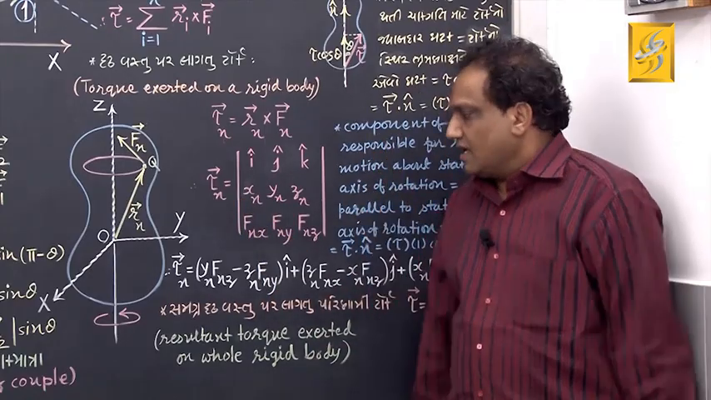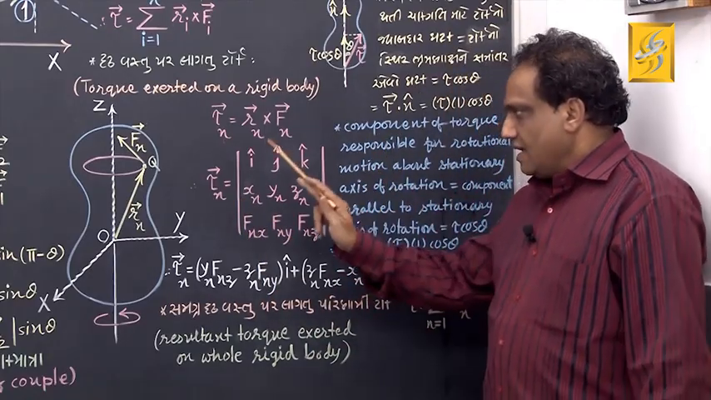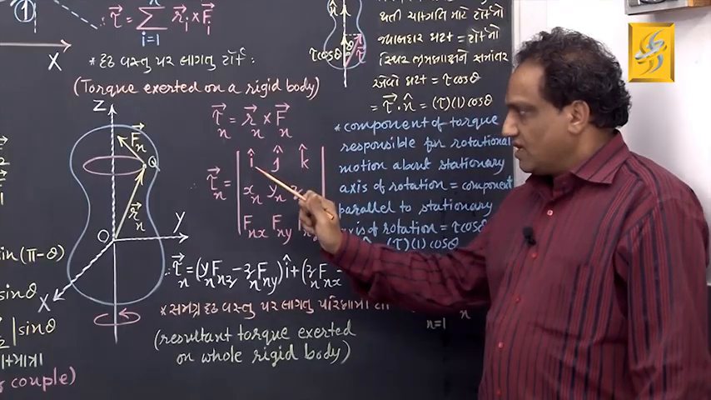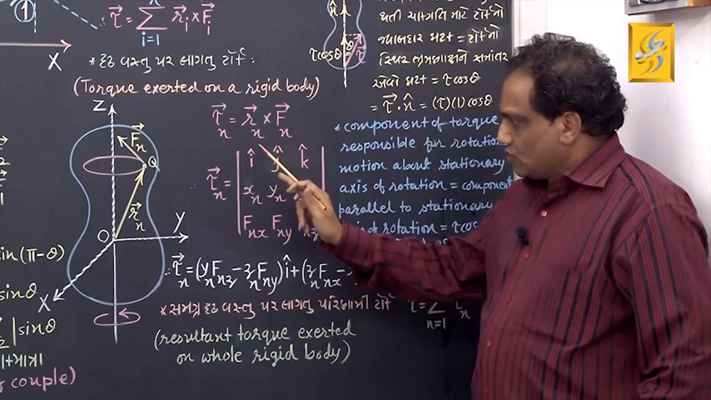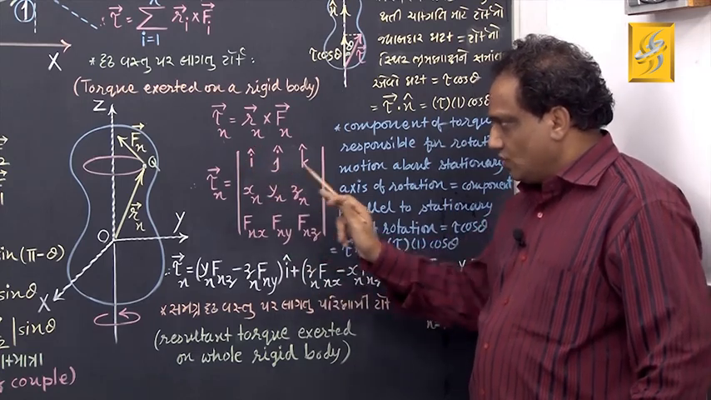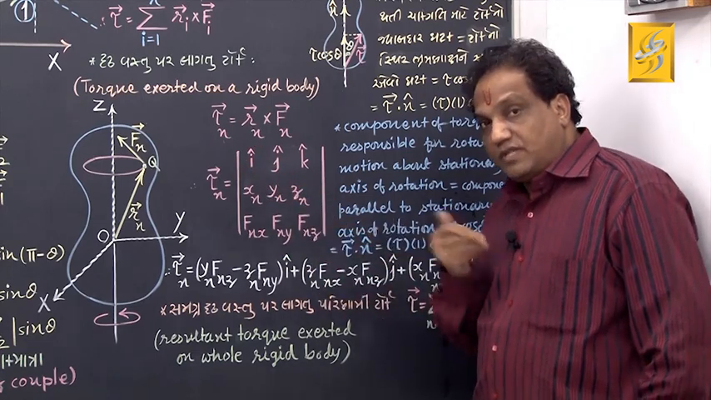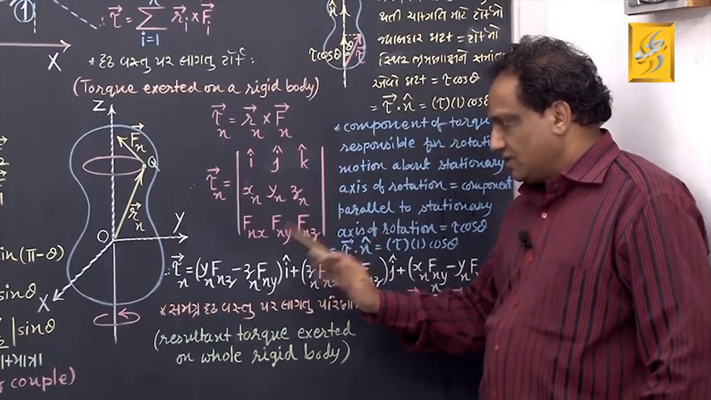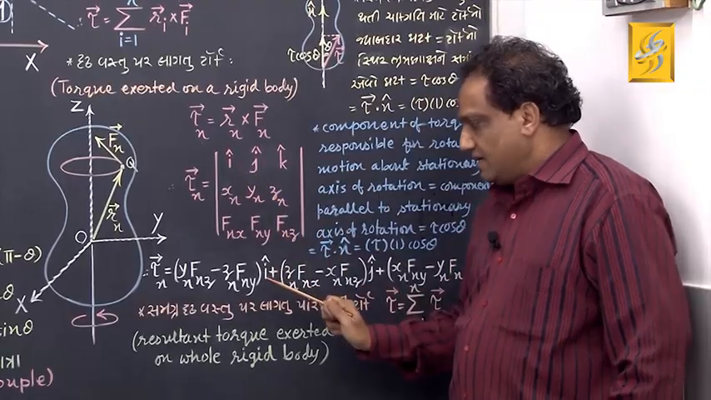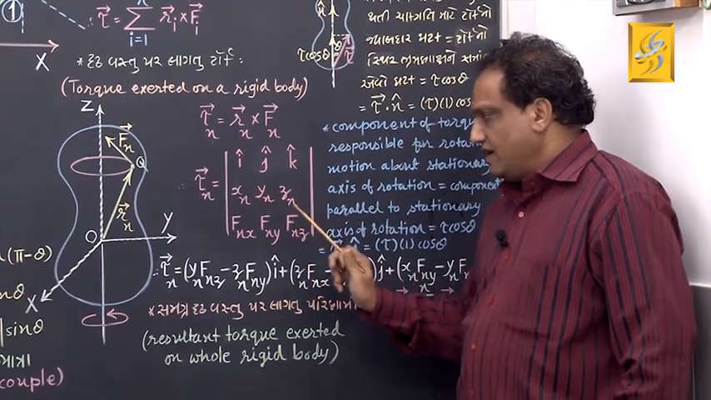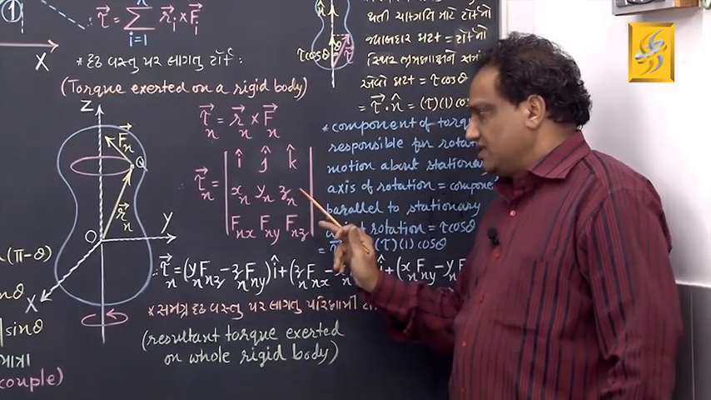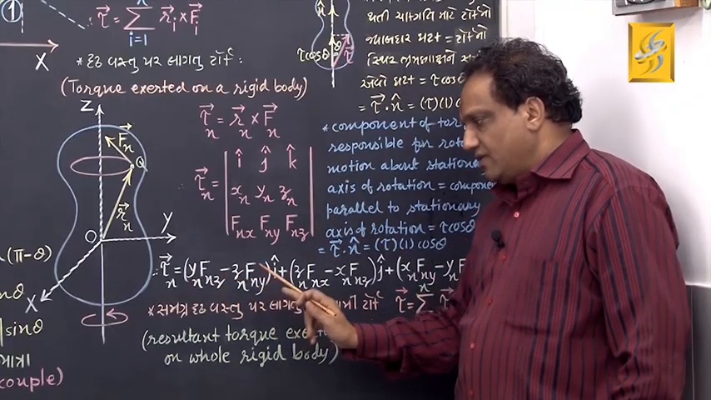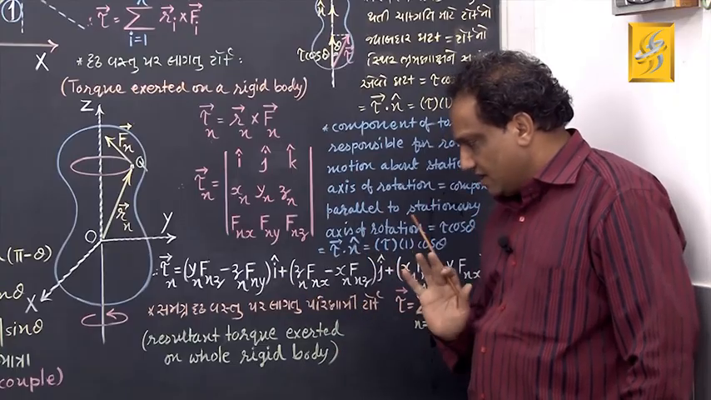Fine. Now expand this. You know how to expand it. First of all, consider i hat, and cancel its column and row. With i hat, what will be the part in multiplication? This into this minus this into this. So with i hat in multiplication you will get yn into fnz minus zn into fny, that is, (yn fnz minus zn fny) times i hat.